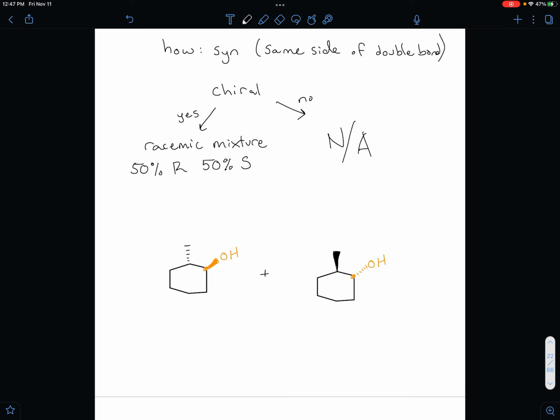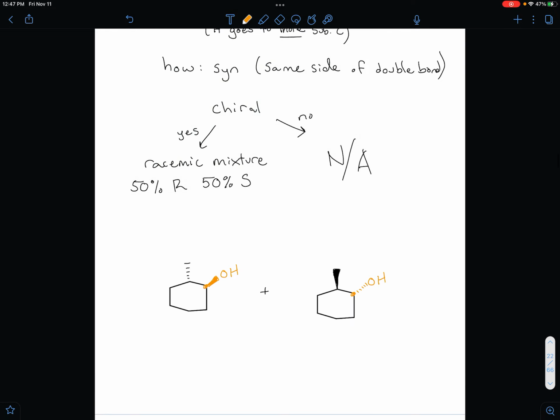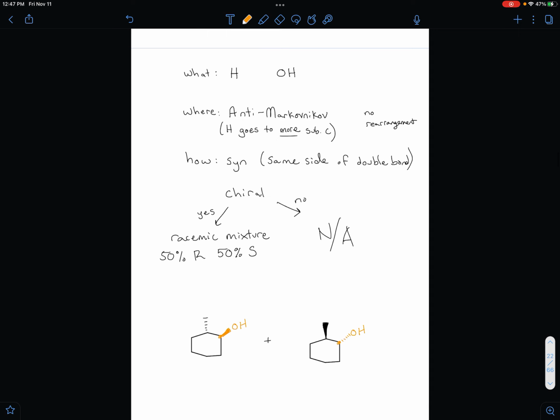One thing you might see is that if the untrained eye looked at this, they might say, wait a second, that's not syn. The OH is coming out at us and the methyl group's going away. Except what is syn are the things you added, right? The OH and the H. The H is just implied. And so likewise, you would see that with the other one. So that's a common source of confusion, is thinking that the branch will be the same as the OH. No, it's the H that's pointing in the same direction as the OH. And you get a 50-50 mixture of those two enantiomers.